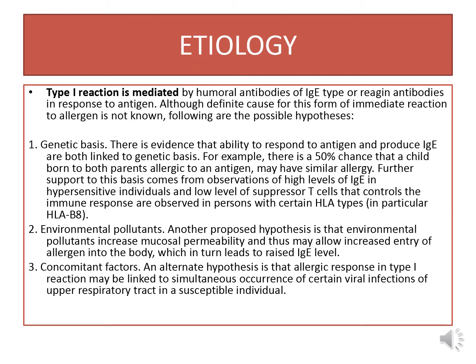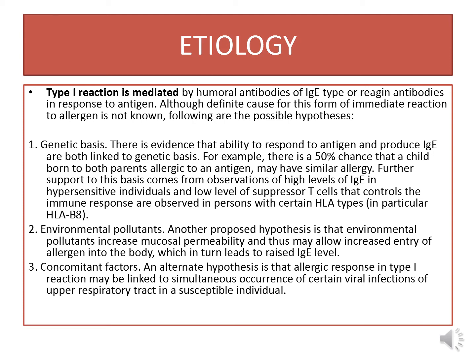Type 1 reaction is mediated by humoral antibodies of immunoglobulin E type or reagin antibodies in response to antigen. Although the definite cause for this form of immediate reaction to allergen is not known, there are few hypotheses. The first one, genetic basis. There is evidence that ability to respond to antigen and produce immunoglobulin E are both linked to genetic basis.